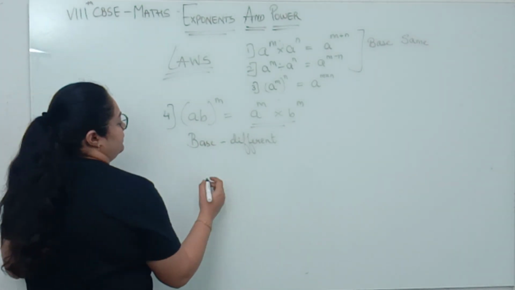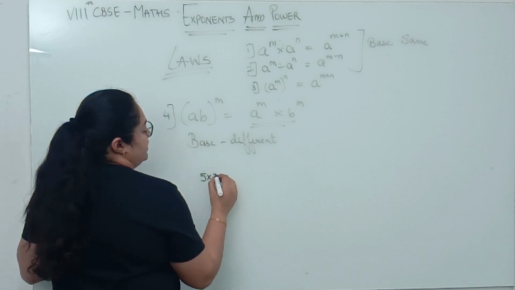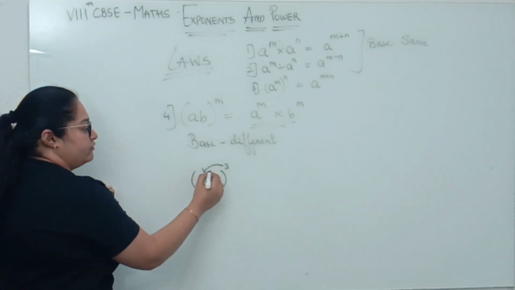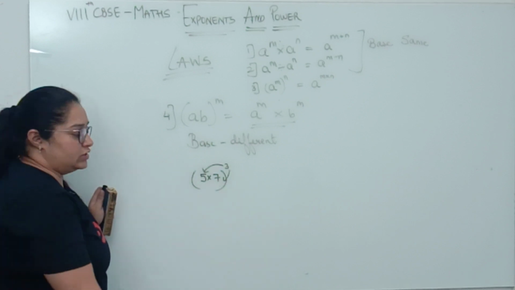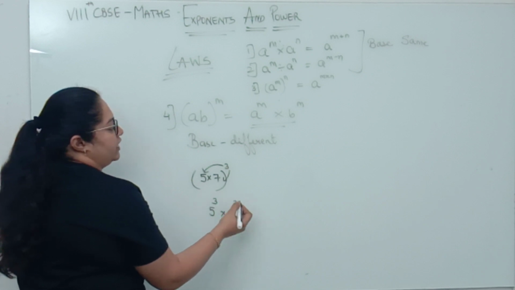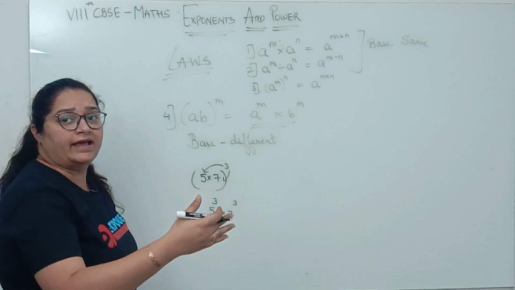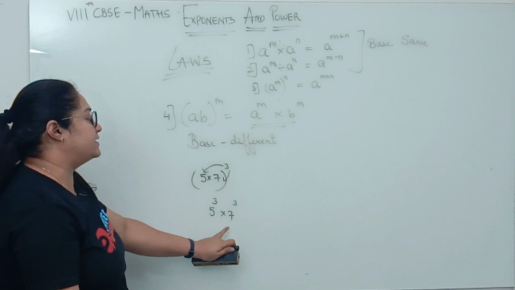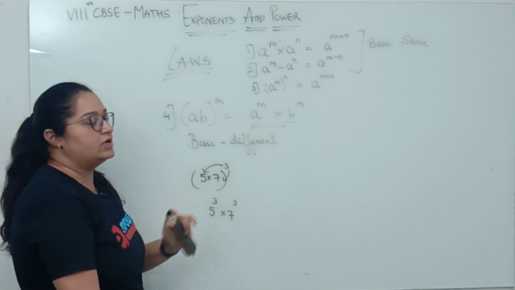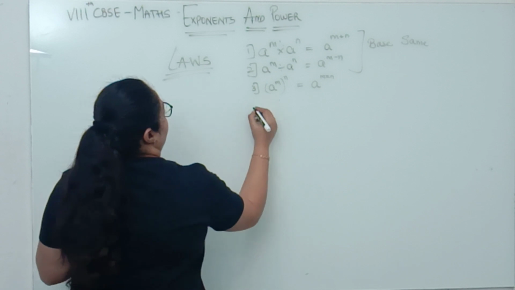Let us see the example. Suppose 5 into 7, the whole raised to 3. So over here, this 3 will be for 5 also and for 7 also. So what will be the answer? 5 raised to 3 into 7 raised to 3. You can check your answer also. 7 fives are 35. Multiply 35 three times: 35 into 35 into 35. You will get the same answer. Or else you multiply 5 into 5 into 5 into 7 into 7 into 7. So we are done with the fourth law. Let us go with the fifth law.